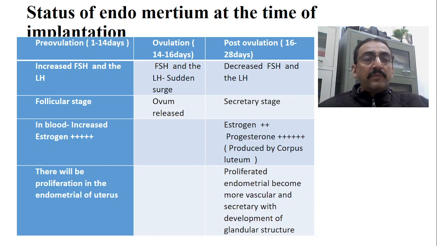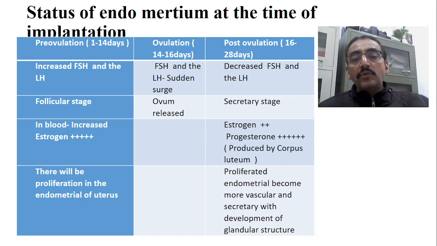In the pre-ovulation period, if you see, there will be proliferation in the endometrium of the uterus because there is an indication that ovulation takes place in a few days. So now the uterus starts preparation. As a result, proliferation starts in the uterine endometrium.